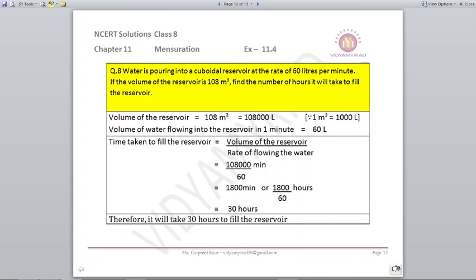We are also told the flowing rate of the reservoir, that in 1 minute it is flowing 60 liters. So we know the total volume of the reservoir, we know the flowing water, just divide 1,08,000 by 60, that comes out to be 1800 minutes. So this information is in minutes. We can easily convert into hours by dividing by 60, that comes out to be 30 hours, which means that it will take 30 hours in order to fill the reservoir.